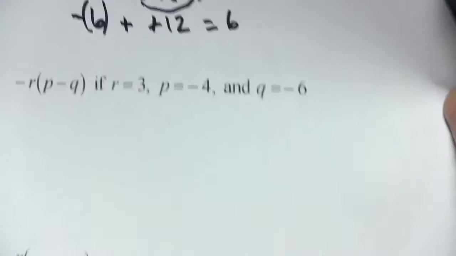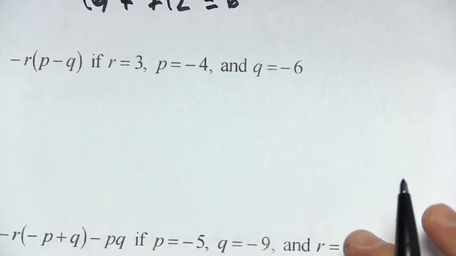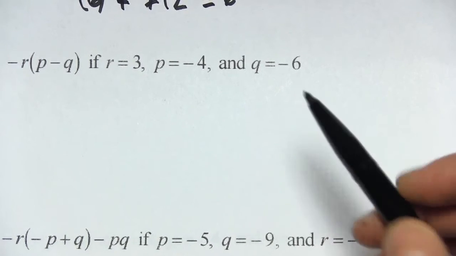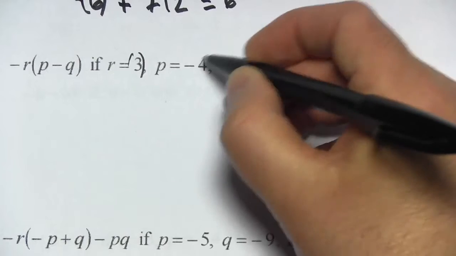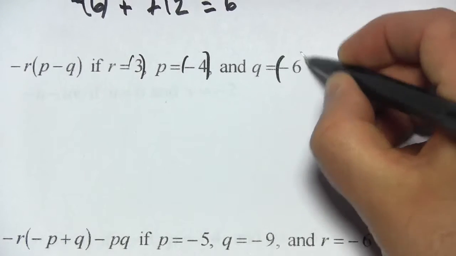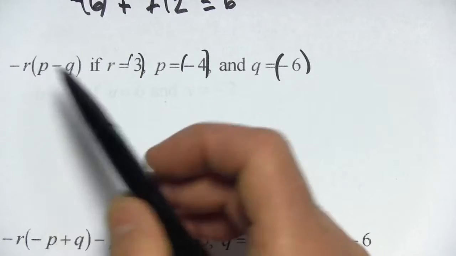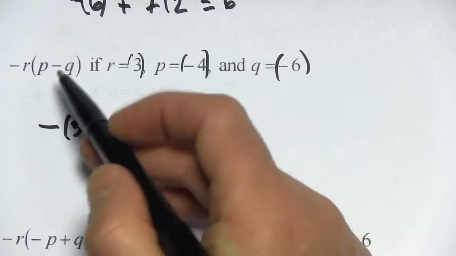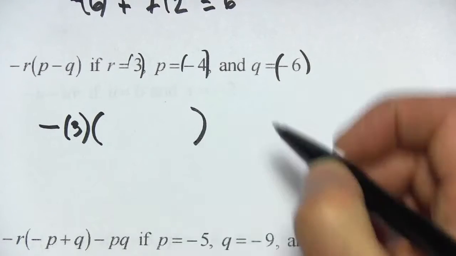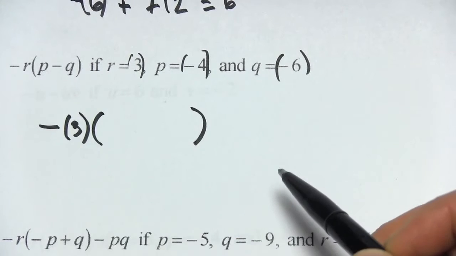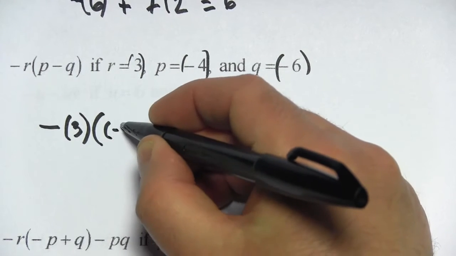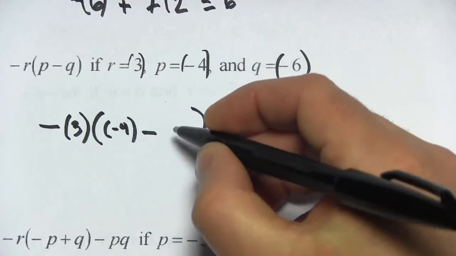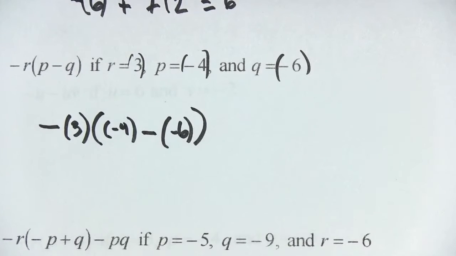Let's try another one. This one's just slightly more complicated. We've got 3 numbers now. R is 3, P is negative 4, and Q is negative 6. And again, think of these with parentheses around them, and then just plug them in this expression. So we start with a negative sign, and then we have R, which is 3. Then we have parentheses, so I'll leave some space here in a big set of parentheses. Then we have P. P is negative 4, so we'll put in parentheses negative 4. And then we have a minus sign. And then we have Q, which is negative 6, so put in parentheses negative 6.